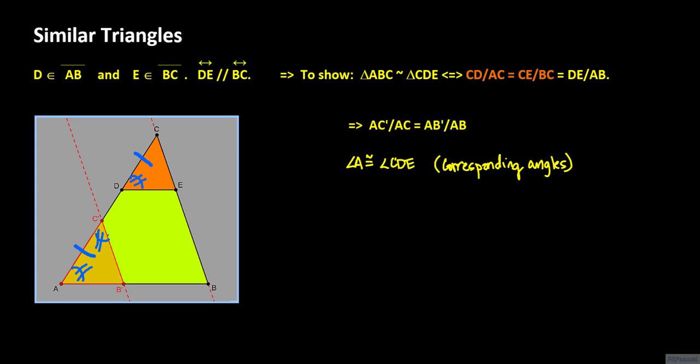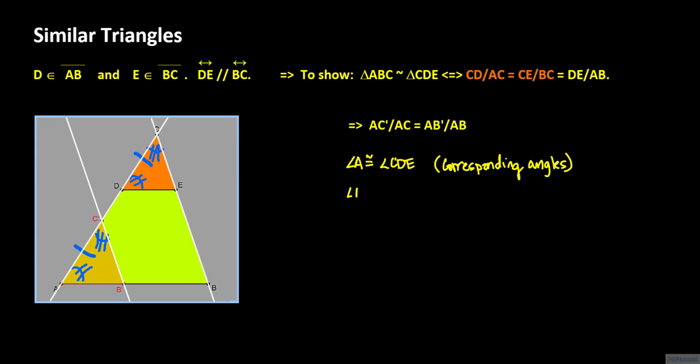Then we have that angle AC prime B prime is congruent to angle ACB. These are corresponding angles formed by parallel lines with AC as the transversal again. And finally, we had constructed C prime so that the length of segment AC prime is the same as the length of segment CD.